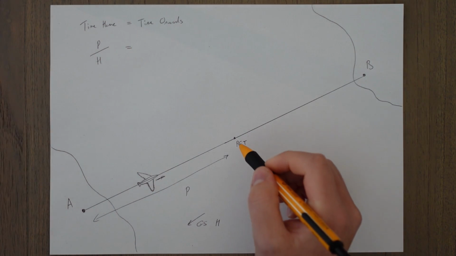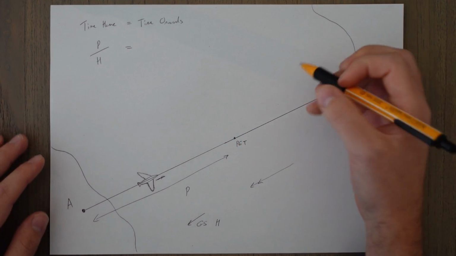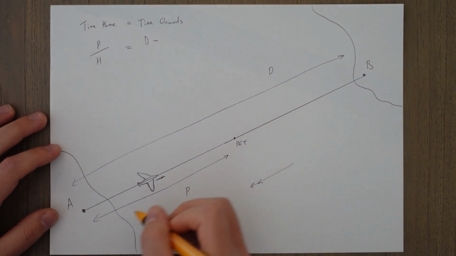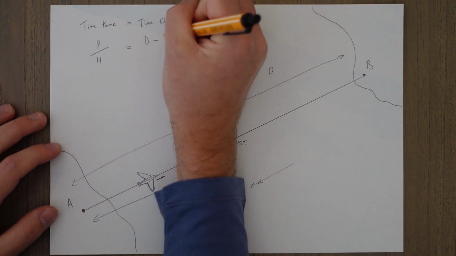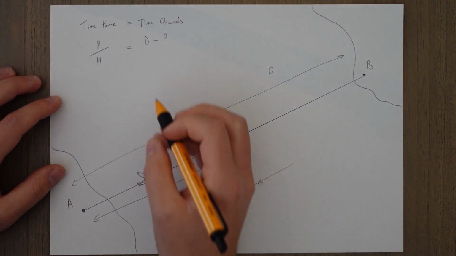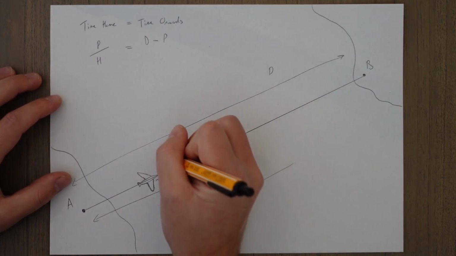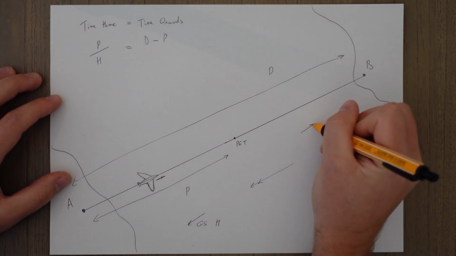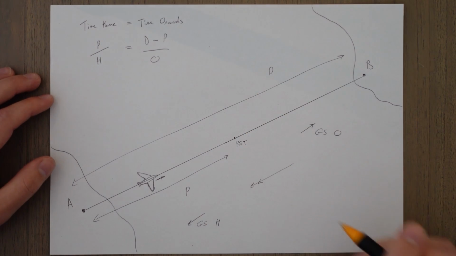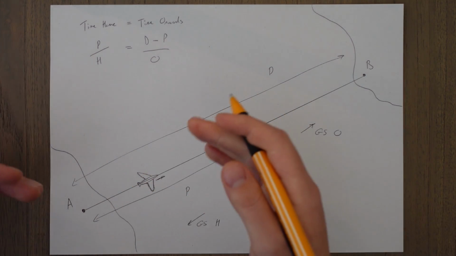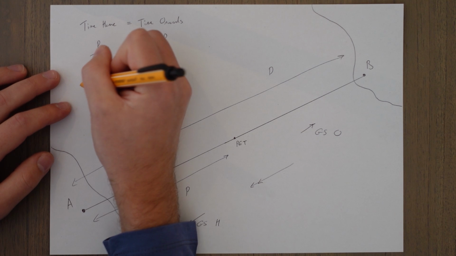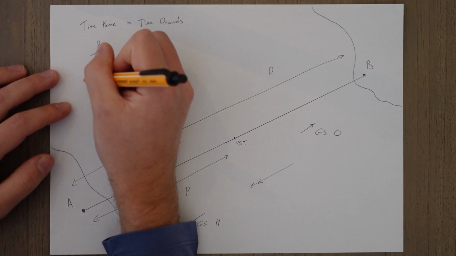We want that to equal the total distance, we'll call that D, minus the distance it takes to get to this, which gives us our remaining distance, and we want to divide that by the ground speed that it's going to be to fly onwards, GSO. So we'll just give that a little O. Then we do some rearranging, so we get something that looks like this.